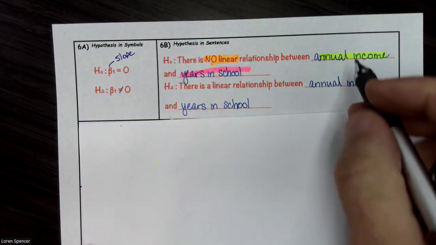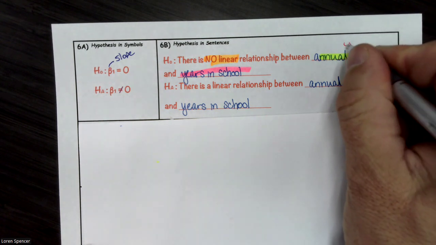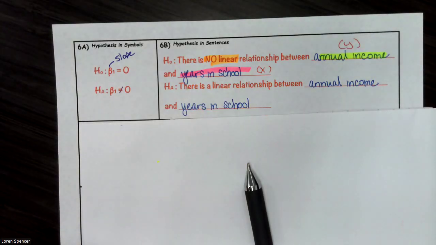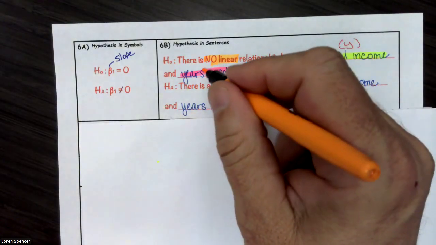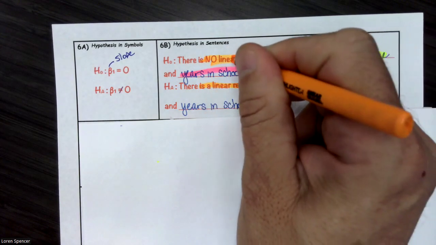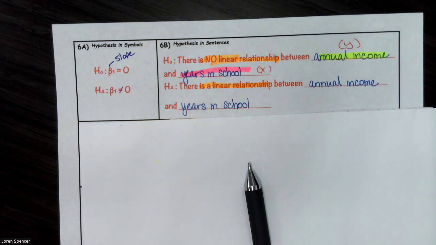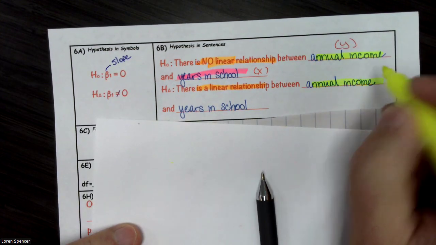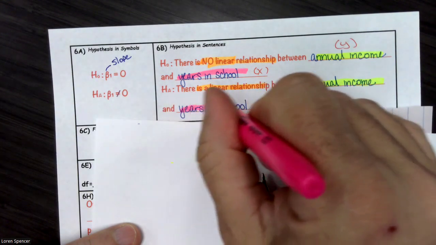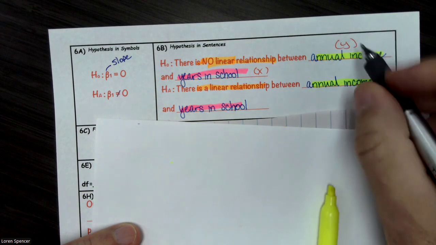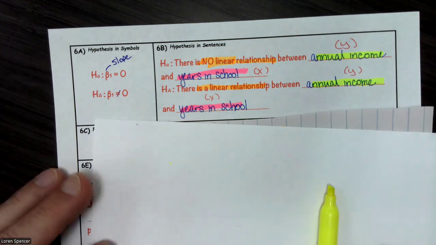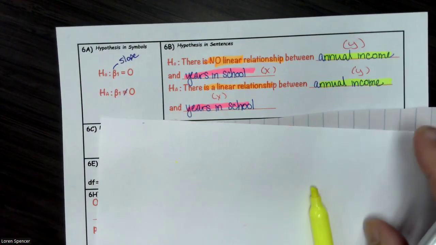You could have said education level, and that would have been fine too, but this is my Y and this is my X. And then, of course, changing it up to be the opposite, instead of there is no, there is a linear relationship between annual income, once again this is my Y, and number of years of school is my X. So Y and X.